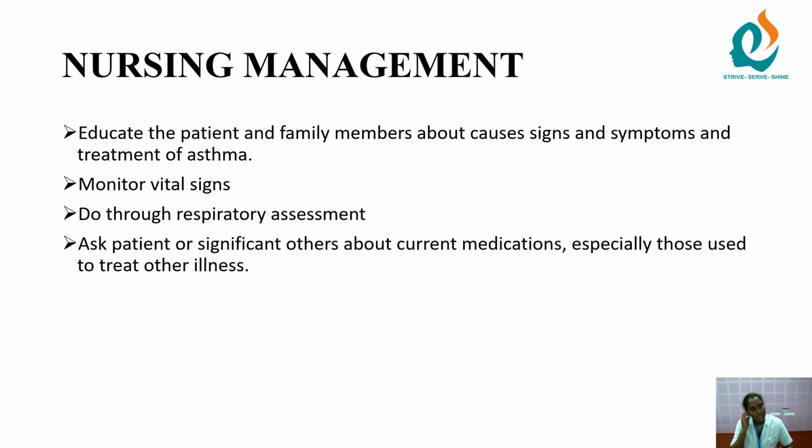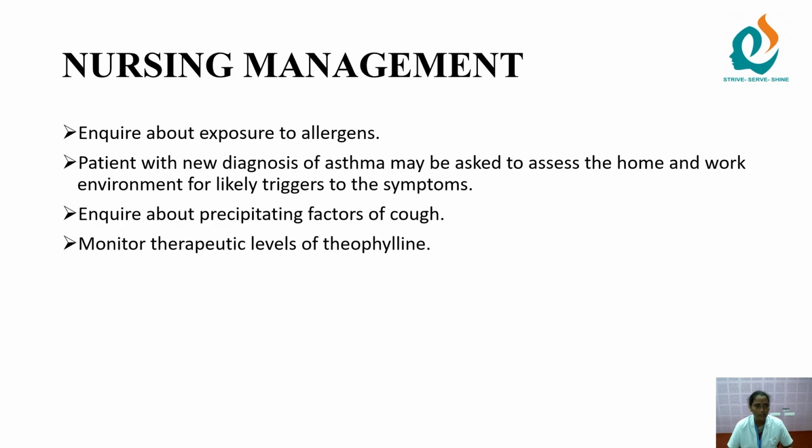The next one is the nursing management. Educate the patient and family members about the causes and signs and symptoms of asthma and how to treat the asthma. Then second one is to monitor the vital signs, then respiratory assessment, then ask the patient or significant others about current medication, especially those used to treat other illness. Then inquire about exposure to allergens and to avoid pollution. Then a patient with a new diagnosis of asthma may be asked to assess the home and work environment for likely triggers of the symptoms, to avoid the industrial area and the pollution area.